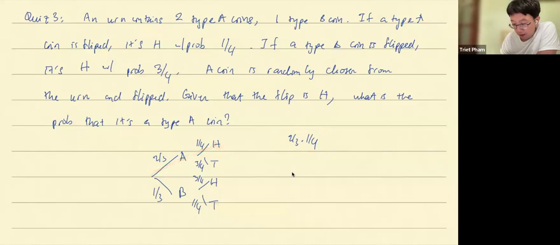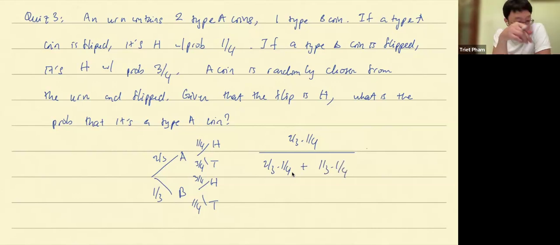Yeah, correct. But that's actually the multiplication rule. It's probability of heads conditional on A times probability of A. So that's exactly the multiplication rule that we just talked about in the conditional section. And then divided by 2/3 times 1/4 plus 1/3 times 3/4. Is that okay? Any questions?